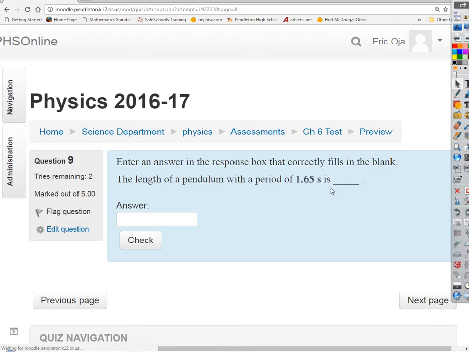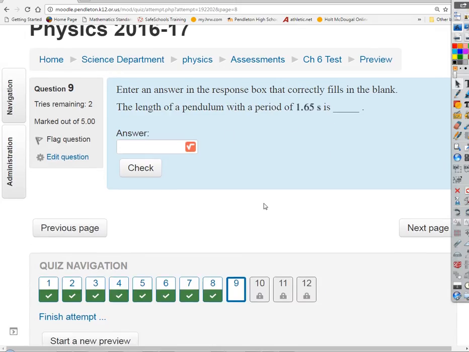Okay, we got a pendulum problem. No big deal. We just have to use our pendulum equation. There it is. 9.80, so what do we got? 1.65, 2 pi squared. What are we trying to find? The length of the pendulum. We're trying to solve for L, aren't we? Yeah. So we want to algebraically isolate L.